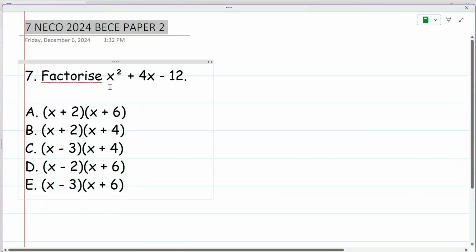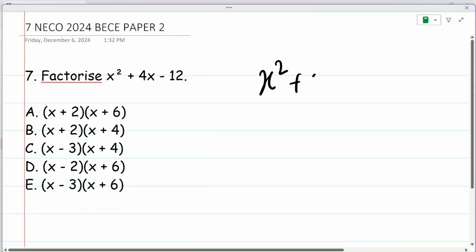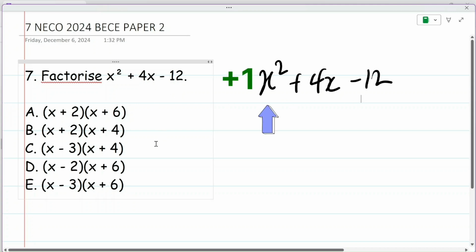Question 7. Factorize x squared plus 4x minus 12. This question 7 is a normal factorization question where you have x squared plus 4x minus 12. Provided the coefficient of x squared is plus 1, like in this case, note again, you can apply the method that will be explained to factorizing questions like this.